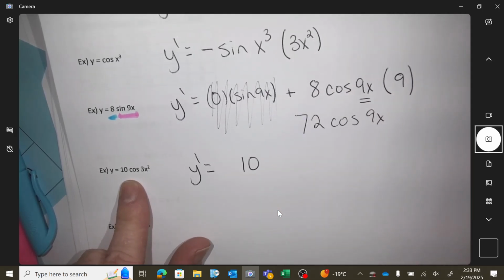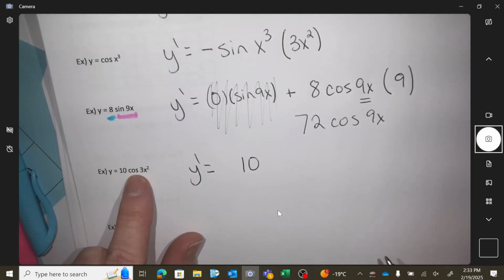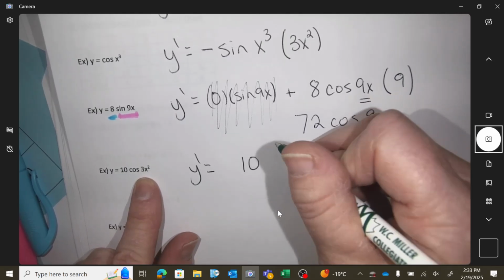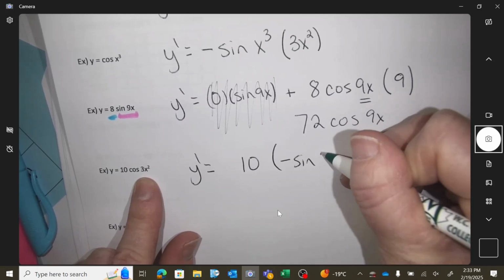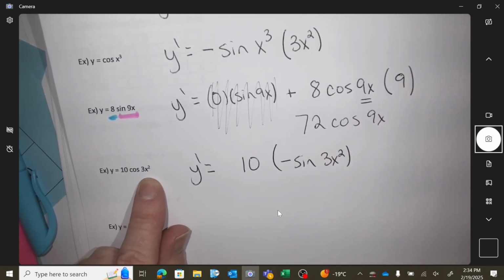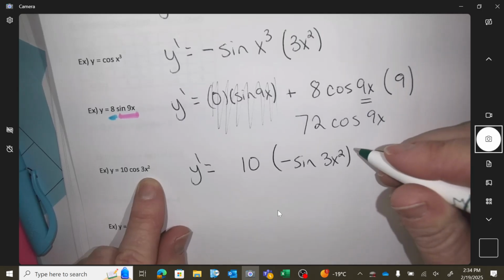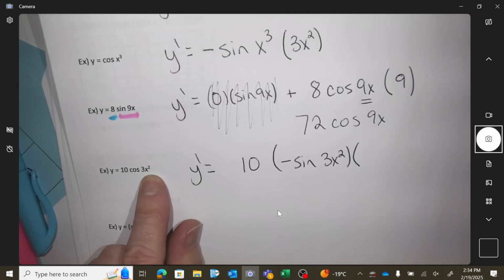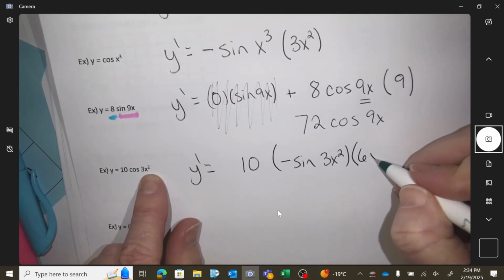10. So I'm going to keep that and derive this. Okay, so I'm a cos. So I'm going to go negative sine of it. Negative sine of that family. Attach the derivative of that family, 6x.